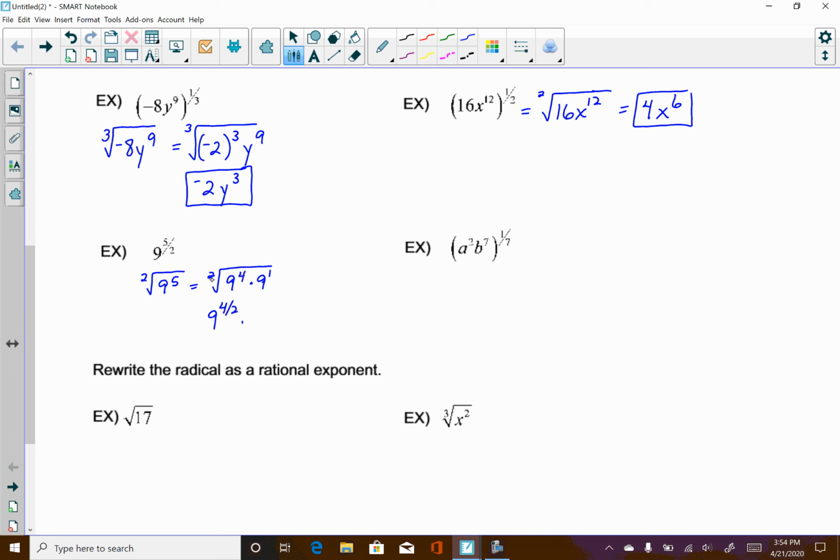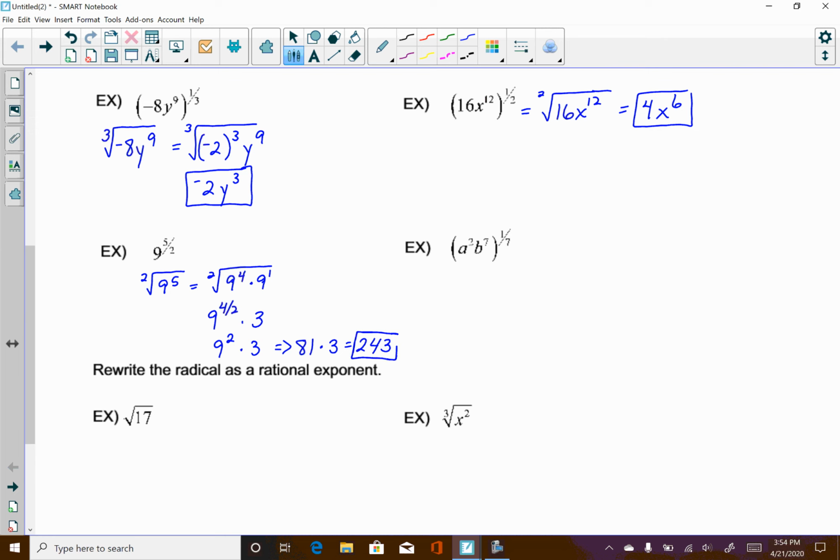And then the next one, you've got the square root of 9. The square root of 9 is just 3. 9 to the 4 divided by 2 is the same as 9 squared, right? 4 divided by 2 is 2. 9 squared is 81, and 81 times 3 is 243.